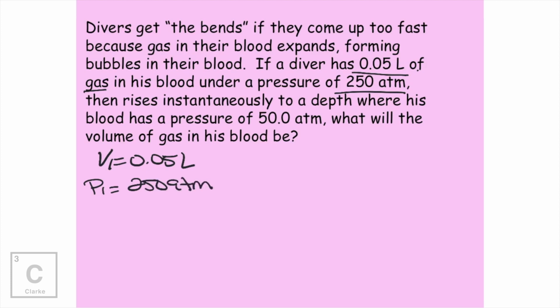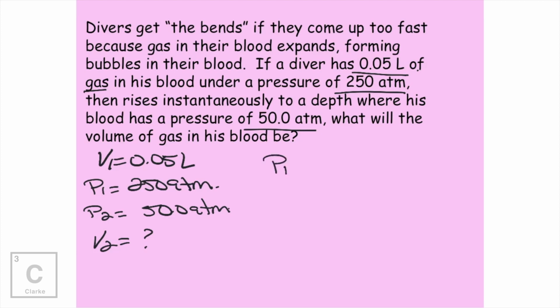You've got to learn those pressure units so you identify them as pressure units. Atmospheres, kilopascals, pounds per square inch, millimeters of mercury, torr. Make sure you look at that. Okay, let's keep reading. Our next number is 50 atmospheres. That's another pressure, so that's going to be our pressure 2, 50 atmospheres. What will the volume be? We're looking for volume 2. Atmospheres. Atmospheres, we're good on our units.